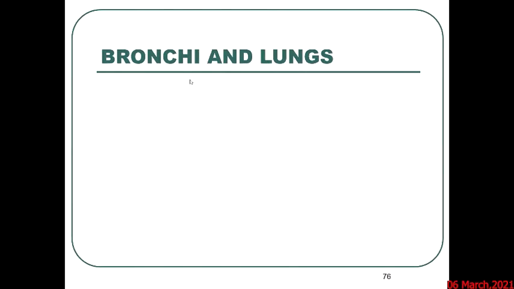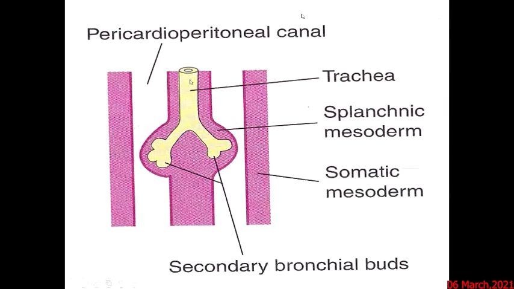তাহলে এটা হয়ে যাবে, principal will divide into secondary or lobar. Secondary, এটা ছিল principal or primary, then secondary or lobar. So there are 2 lobes in left lung, 3 lobes in right lung. So for the right lung there are 3 lobar or secondary bronchi. For the left lung there are 2 secondary or lobar bronchi.